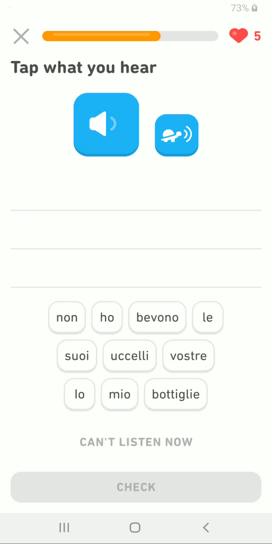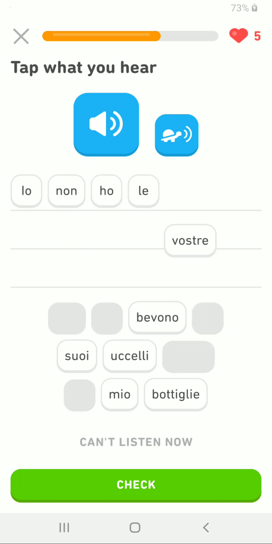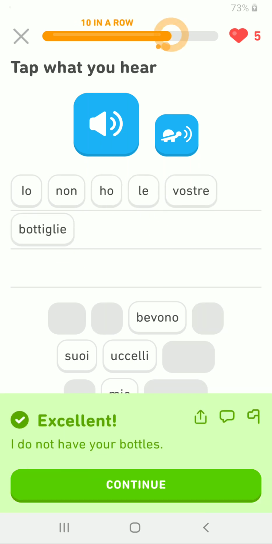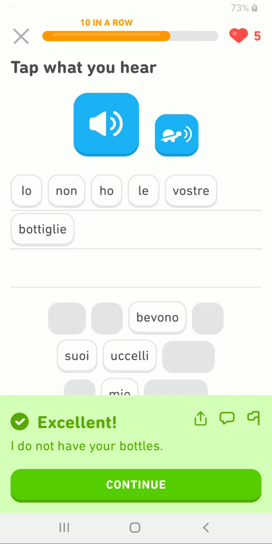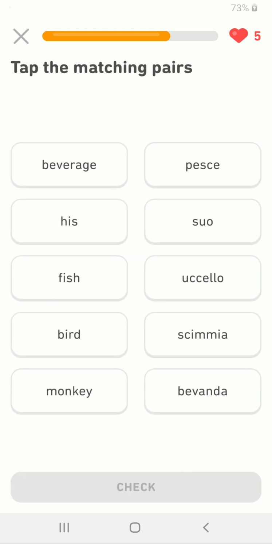Animale. Io non ho le vostre bottiglie. Okay, so I don't have your bottles. So bottiglia, una bottiglia, due bottiglie. So la bottiglia, le bottiglie, and la vostra, le vostre. So all has to be in agreement, and we've seen that.